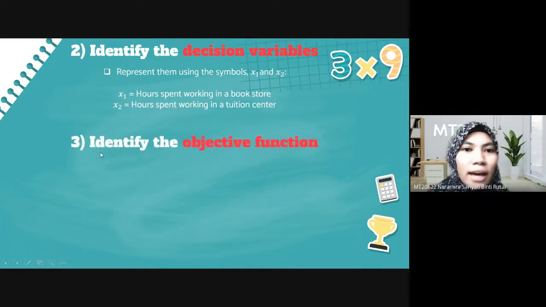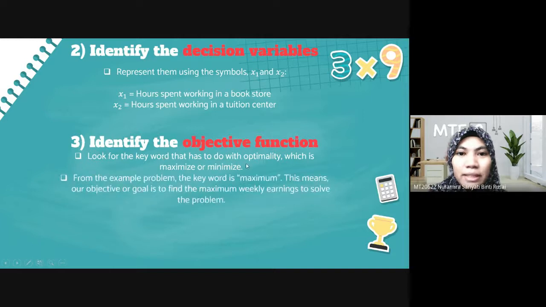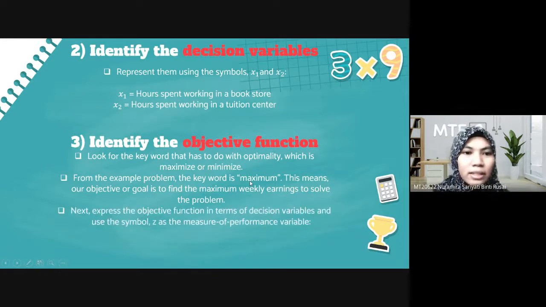And then identify the objective function, maximize or minimize, right? So the keyword from the example problem is maximum. Okay, so we express the objective function in terms of decision variables using the symbol z. So the objective function is maximize z equals 5x1 plus 6x2.